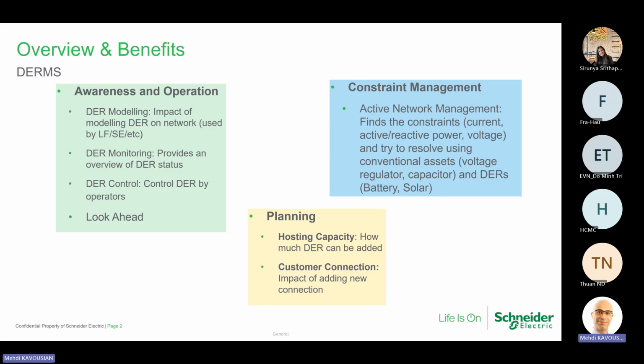And also with this one, we could mitigate things like voltage, regulate voltages, and could use conventional assets that you already have in your network, such as a voltage regulator on a transformer for capacity. So these are high level, right?